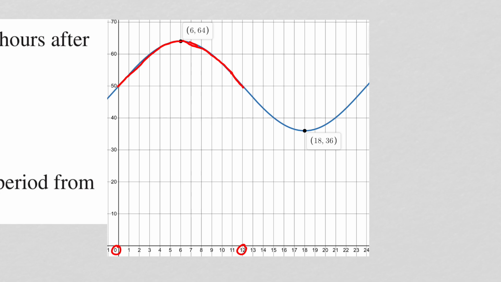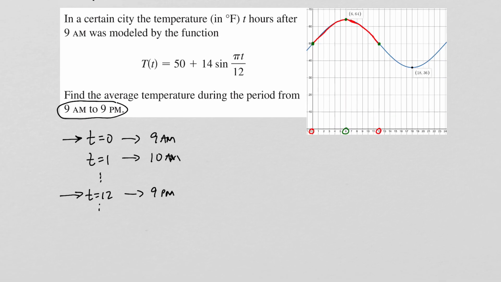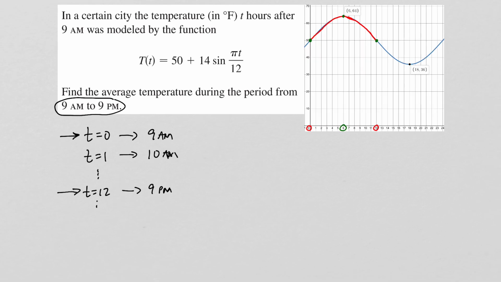So what is the average value? Well, we can see that at 9 a.m. it's 50 degrees, at 9 p.m. it's 50 degrees again, and 6 hours after 9 a.m., which would be 3 p.m., it is 64 degrees. So the average value is going to be the average temperature during this part of the graph. I'm going to guess that that average temperature is 50-something degrees, right? We don't know exactly what, but it's probably somewhere in here. So let's find it by using the definition of the average value.